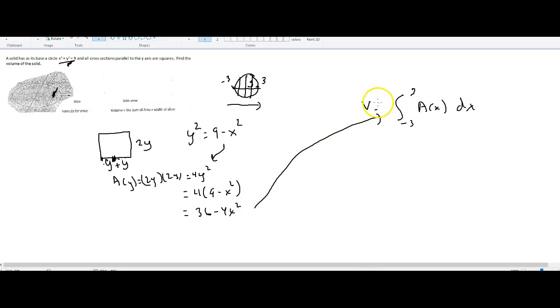Then I come right up here and go, aha! My volume is equal to the integral of that as I walk from -3 to 3, as I walk from this end of the shape to this end of the shape over here. And so my volume is going to be equal to the integral from -3 to 3 of 36 minus 4x squared dx, which would in fact be 36x minus 4/3 x cubed from -3 to 3.